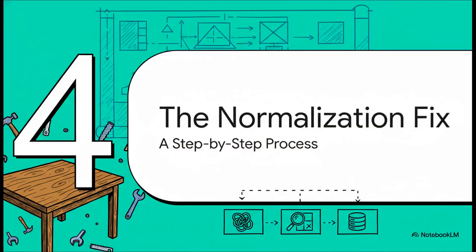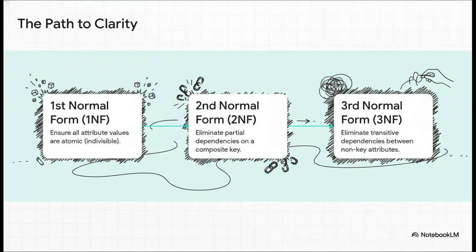All right, with our blueprint of functional dependencies in hand, we can finally start the formal process of fixing our table. This structured, step-by-step cleanup, that's what we call normalization. For almost everything you'll ever do, normalization is a journey through 3 main stages, or normal forms. Each form tackles a very specific type of problem, getting us one step closer to a clean, anomaly-free database. So, let's walk the path.